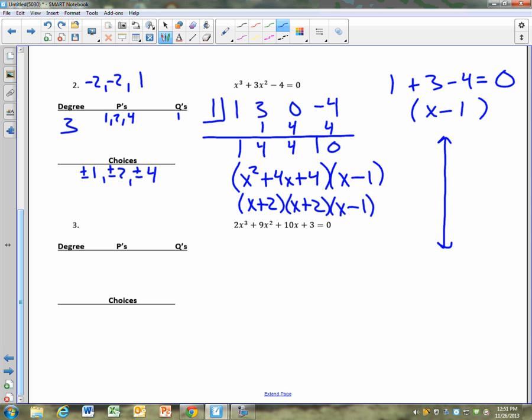Let's graph it. I got solutions at -2, +1. Does this one end going up or end going down? It ends going up because it's positive. Since it's a third degree, does it start down then or start up? Starts down, finishes up. I have a double root at -2. Pass through. That's my shape.